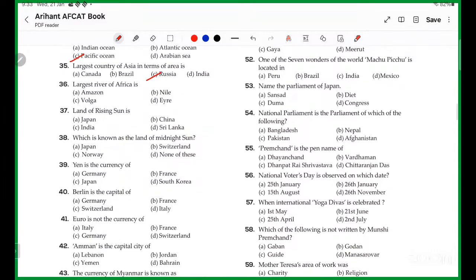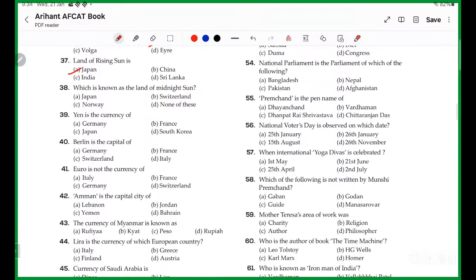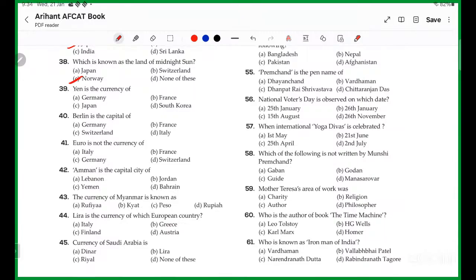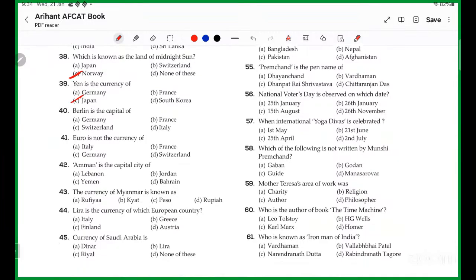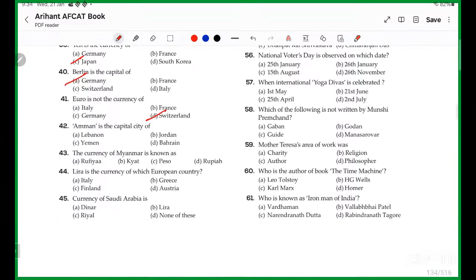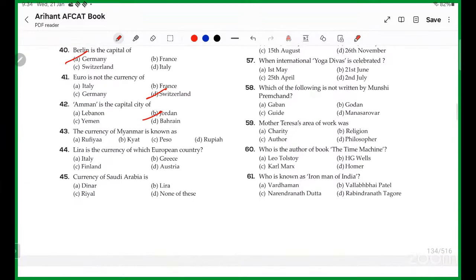The largest country of Asia in terms of area is Russia. The largest river of Africa is the Nile. The land of the rising sun is Japan. The land of the midnight sun is Norway, sorry. Yen is the currency of Japan. Berlin is the capital of Germany. Euro is not the currency of Switzerland. Amman is the capital of Jordan. The currency of Myanmar is known as Kyat.